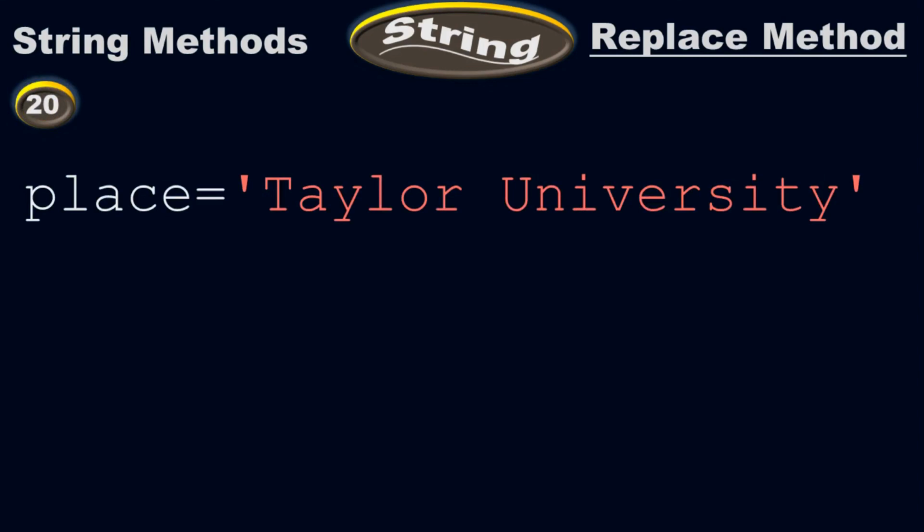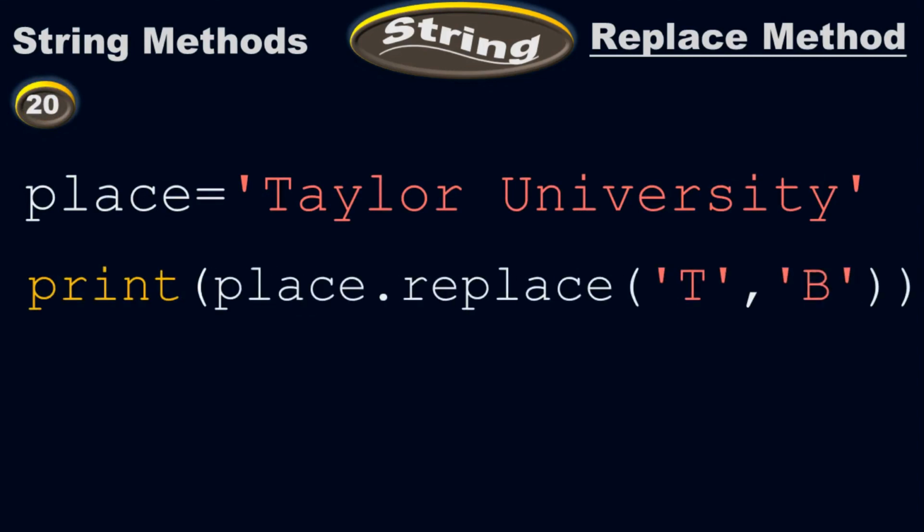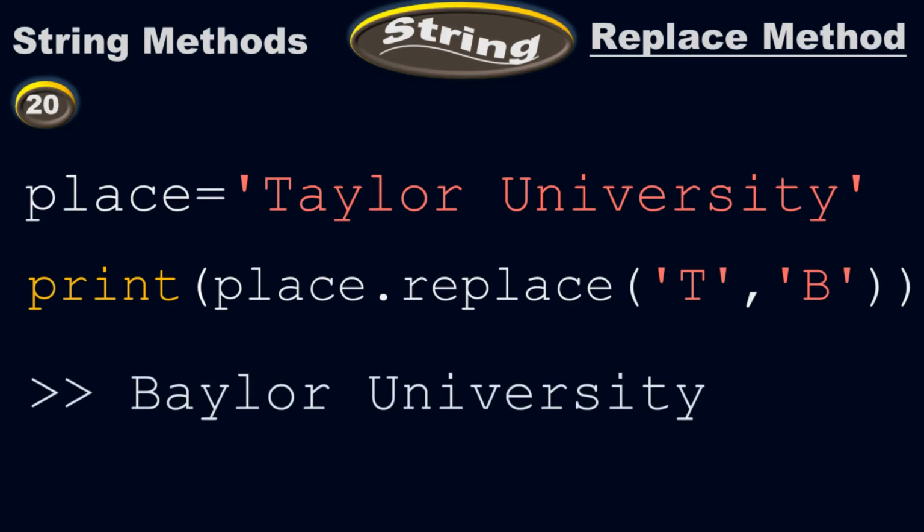Example number 20. place equals to Taylor University. print of place dot replace of T by B. In the output you will get Baylor University. We can also replace a single character by another single character. My original expression is place equals to Taylor University. print of place dot replace of T by B. I replaced the T by B, so in the output I got Baylor University because T has been replaced by B.